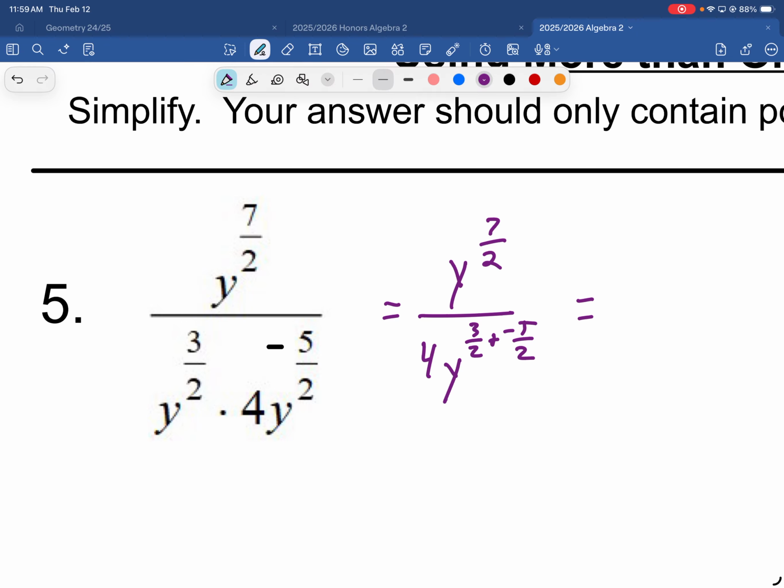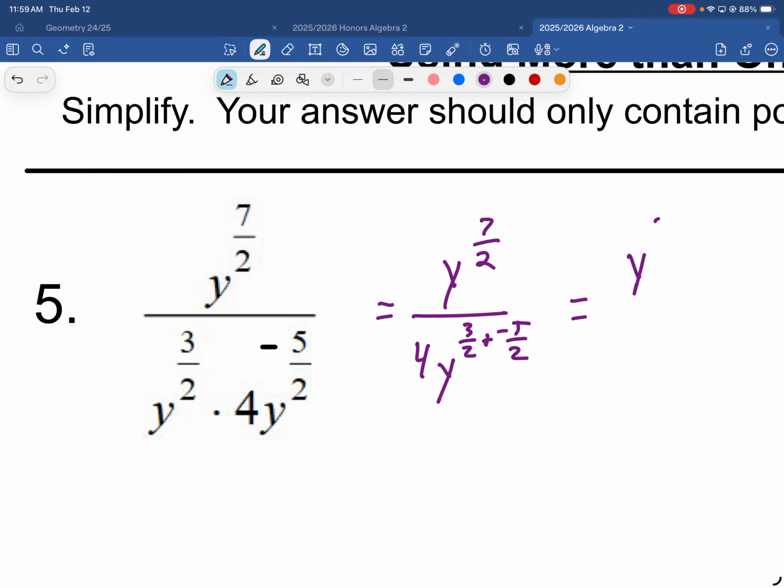Okay. In the numerator, I haven't changed it. It's still y to the 7/2 over 4. They have a common denominator, so I don't need to do anything to the side. I've got 3 plus negative 5, because I can read my own handwriting. 3 plus negative 5 is negative 2. I just forgot to put the y there. So I've got 4y to the negative 2 over 2.